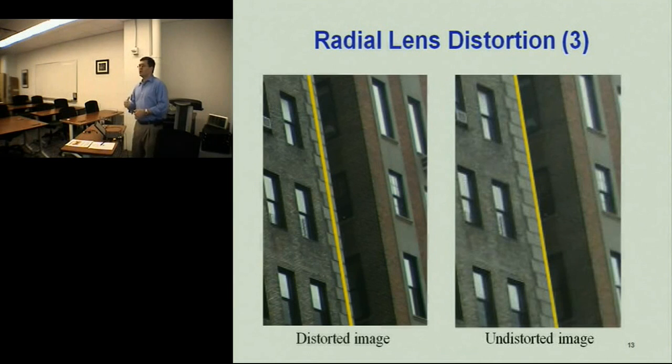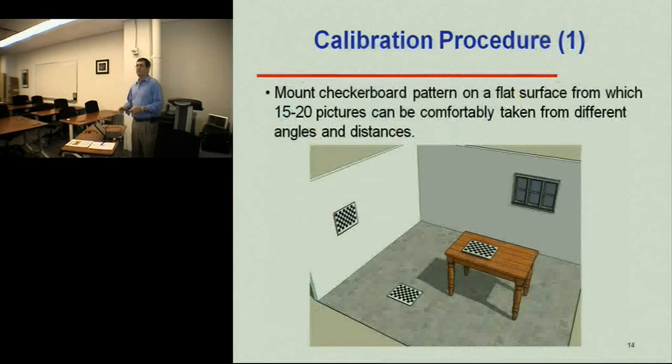So our job here is to correct for that so that we can warp the image into an undistorted state, as shown on the right. So this is very important as well. And every camera, even if it's from the same model, will have different radial lens distortion. So we need to solve for that. So how do we do so? Okay, so that's the calibration procedure.